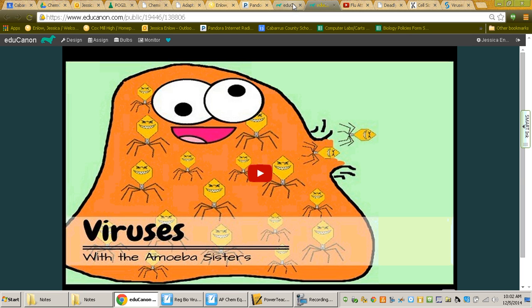All right, so now the next page is going to be viruses. Make sure you leave space for your bacteria lab.